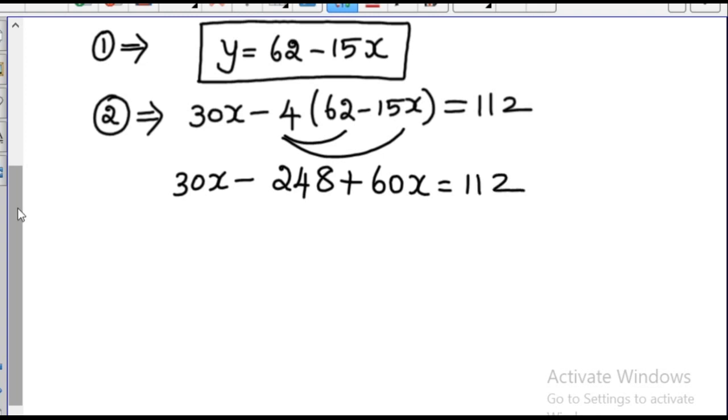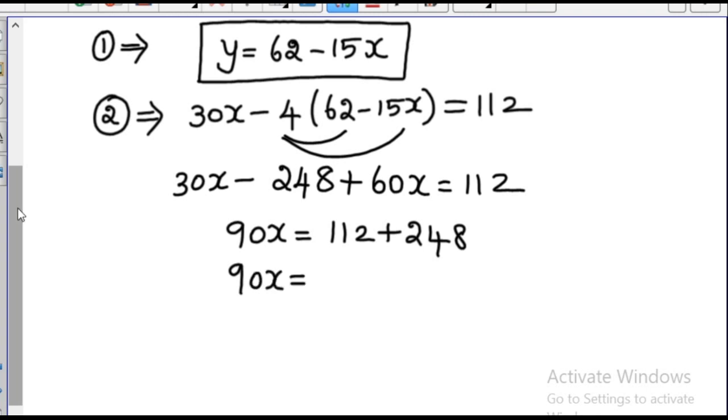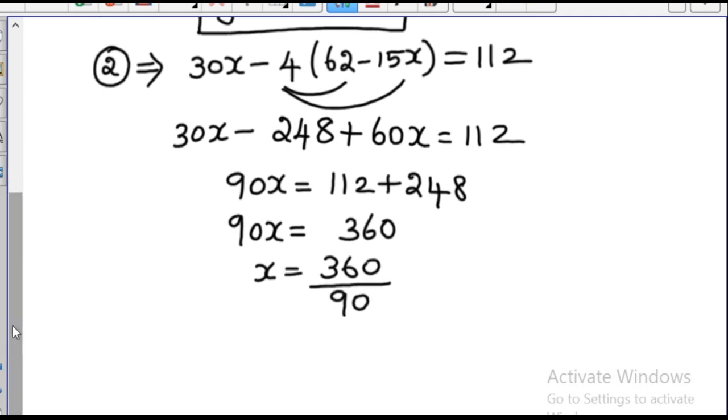30x plus 60x, if you add, you will get 90x. That is equal to 112 plus 248. So 90x is equal to, if you add, what do you get? 8 plus 2, 10, balance 1, 4 plus 1, 5, 5 plus 1, 6, then 2 plus 1, 3. So x is equal to 360 divided by 90. If we cancel, you will get 4. So therefore x is equal to 4.